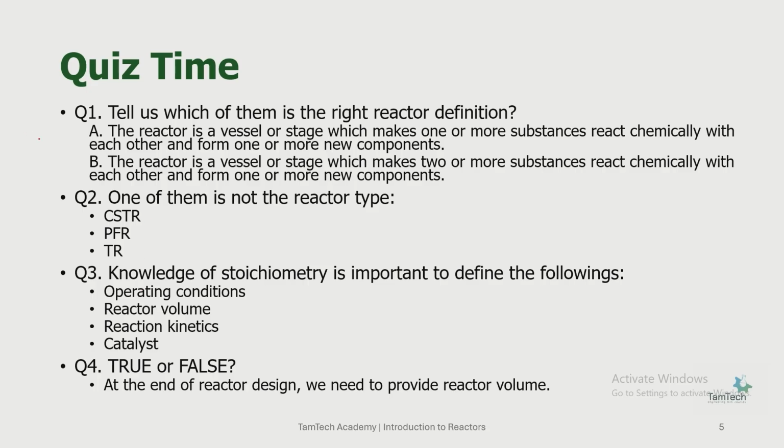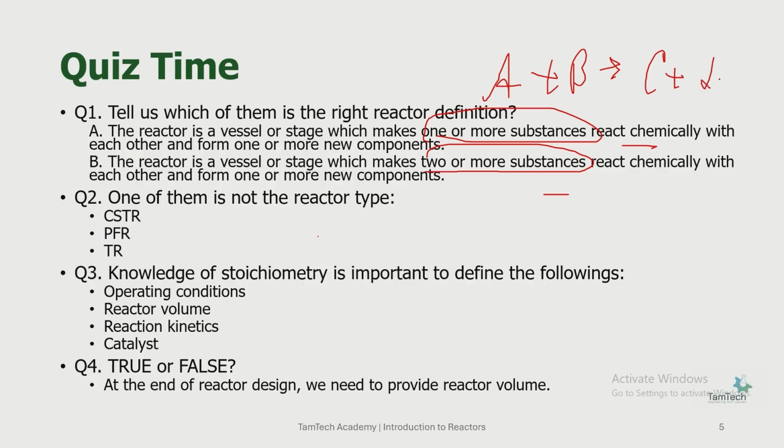Okay, the first question is, tell us which of them is the right reactor definition. It says the reactor is a vessel which makes one or more substances react chemically with each other and form one or more new components. And the other one, the only difference is two or more substances. Here it is one or more substances. As we discussed, you need at least two substances, because just one component cannot react with anything. It should be A plus B at least, so that you will get C or C plus D. So the right reactor definition is answer B.